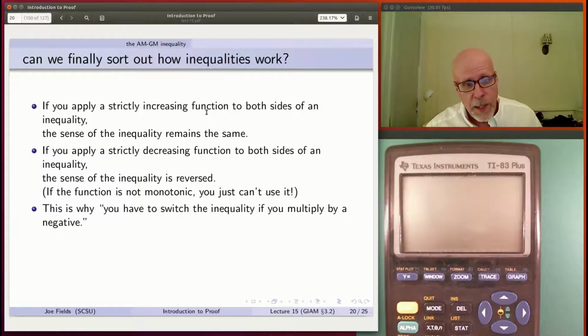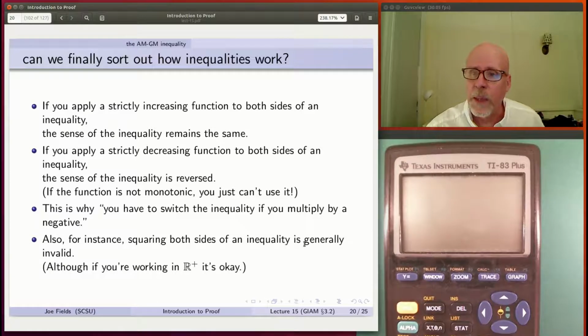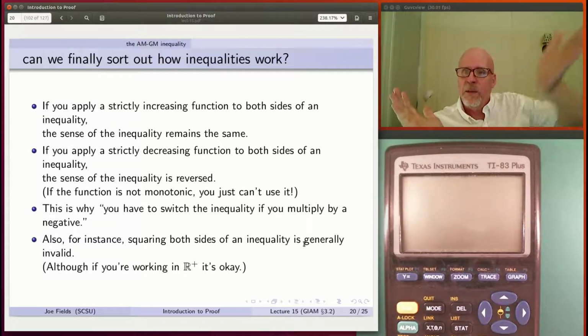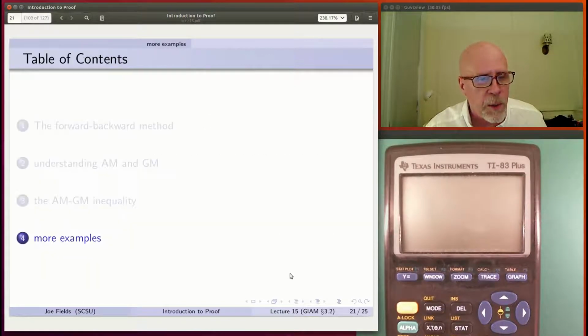So that's a case of the same idea. If you have a strictly decreasing function and you apply it to both sides of an inequality, it'll switch the sense, it'll turn the direction of the inequality around. Squaring both sides of an inequality is, generally speaking, an invalid thing, but we were in the situation where it was R plus. So you're only looking at one half of the parabola, not the other half, which would cause you the troubles. So there, it's okay to do it.